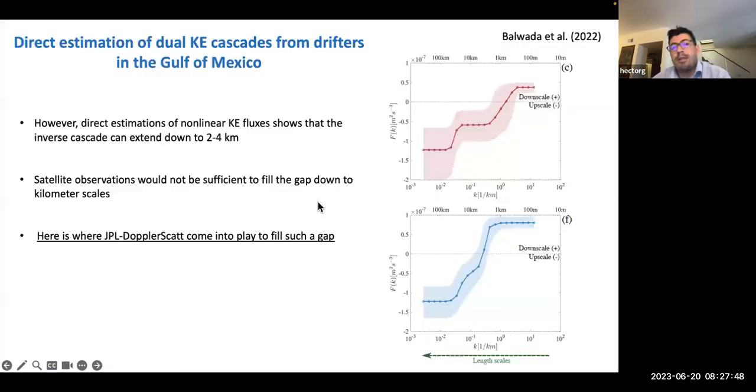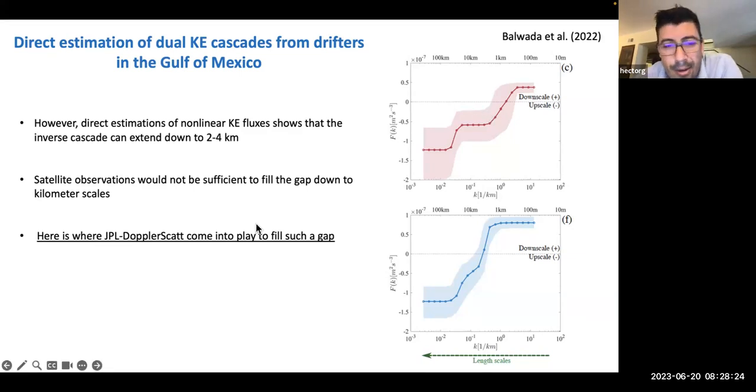And so this is one of my last slides. Now, recently, Drew Balwada et al. used a bunch of drifters to estimate the kinetic energy fluxes. And what they found, in the Gulf of Mexico, is that the injection scale goes all the way down to around 1 kilometer in the summer, and between 3 and 5 kilometers during the winter. So maybe the satellite data might not be sufficient to go all the way down to here.